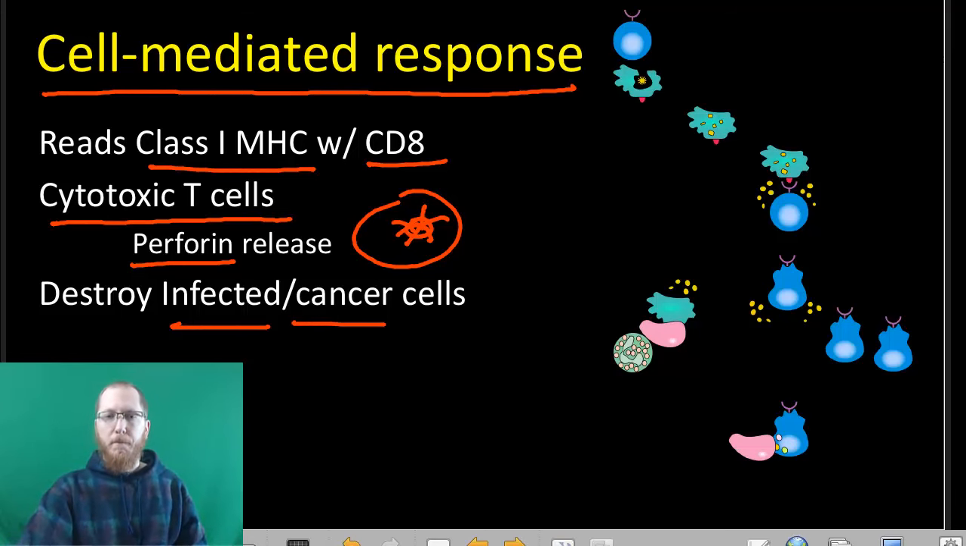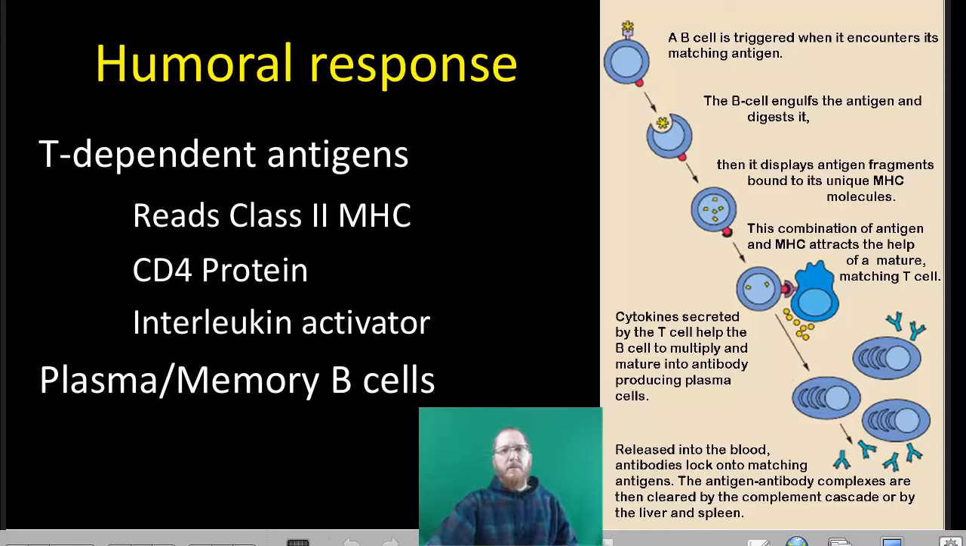Now, the humoral response, our B cell response, is oftentimes referred to as the T-dependent response, because this one will not be activated by itself. This one is going to be activated either by the cytotoxic pathway being activated first, the cell-mediated, or it's going to be activated directly by a T helper cell. But usually a T helper cell is what activates it anyway.